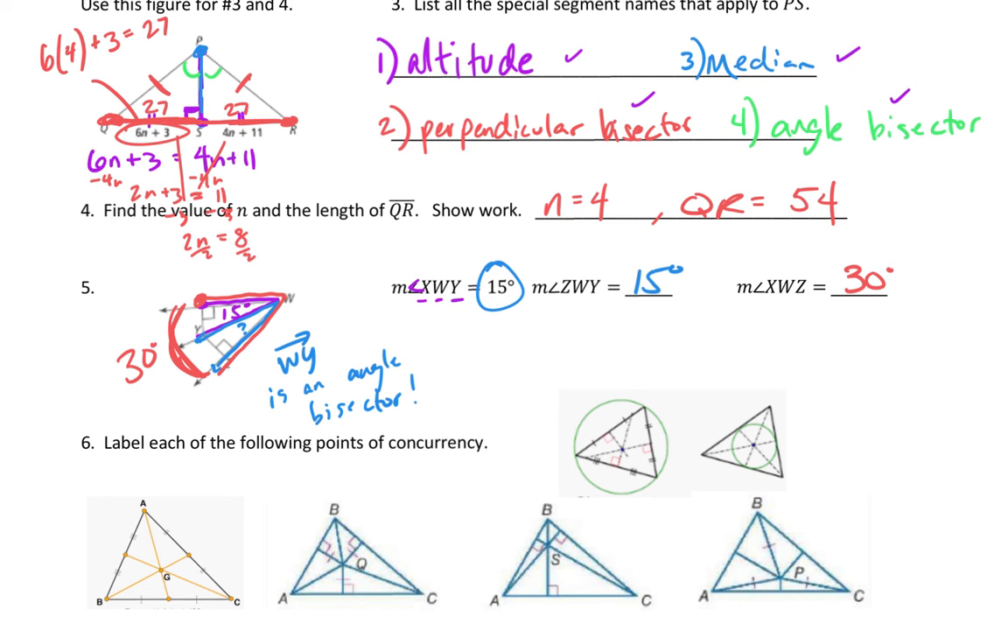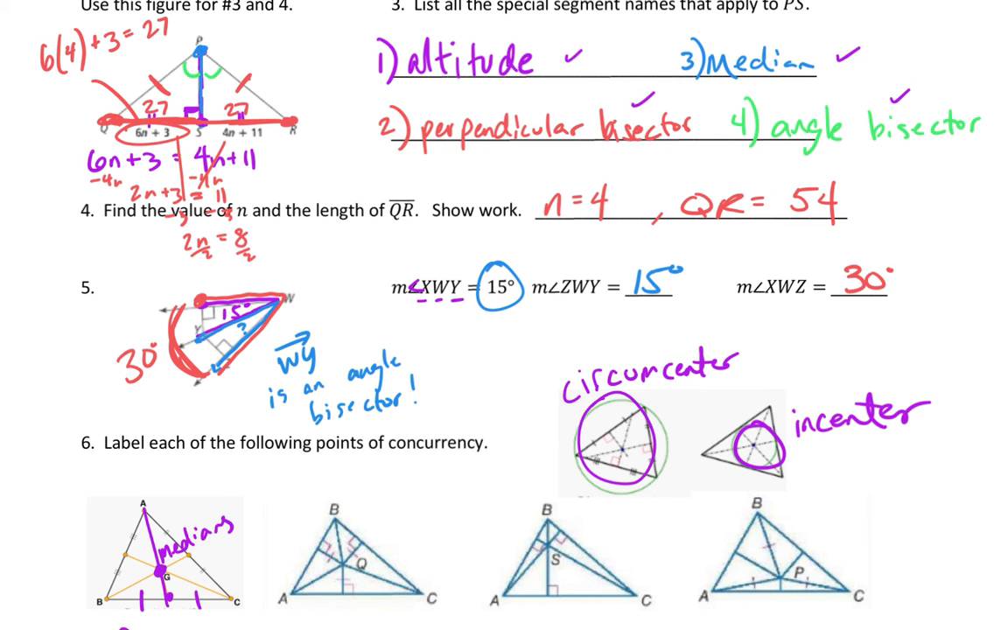All right, guys, so make sure you know how to recognize your angles and figure out which one they're talking about. Number 6 says label each of the following points of concurrency. Circle around the triangle, I know that's a circumcenter. Circle inside the triangle, I know it's an incenter. All right, I see medians all over the place. I see a midpoint connected to a vertex. So those are medians. And medians meet up at the centroid. So the correct answer should be centroid.